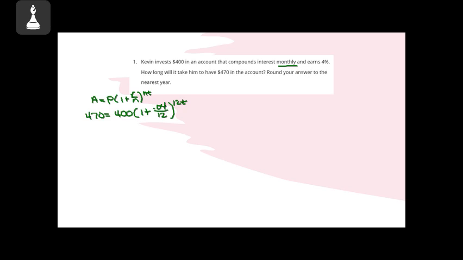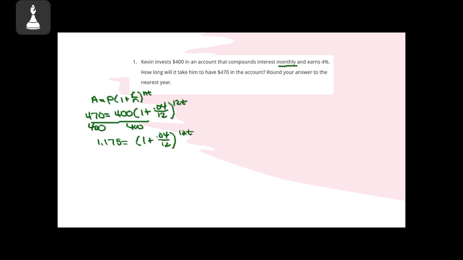All right, so what we're going to do first is divide both sides by that 400. So I get 1.175 equals 1 plus 0.04 over 12 to the 12t power. Now, I have an exponential piece on this side, so what I'm going to need to do is log both sides. And it doesn't matter if you use basic log, common log, or natural log. Either one is going to work.